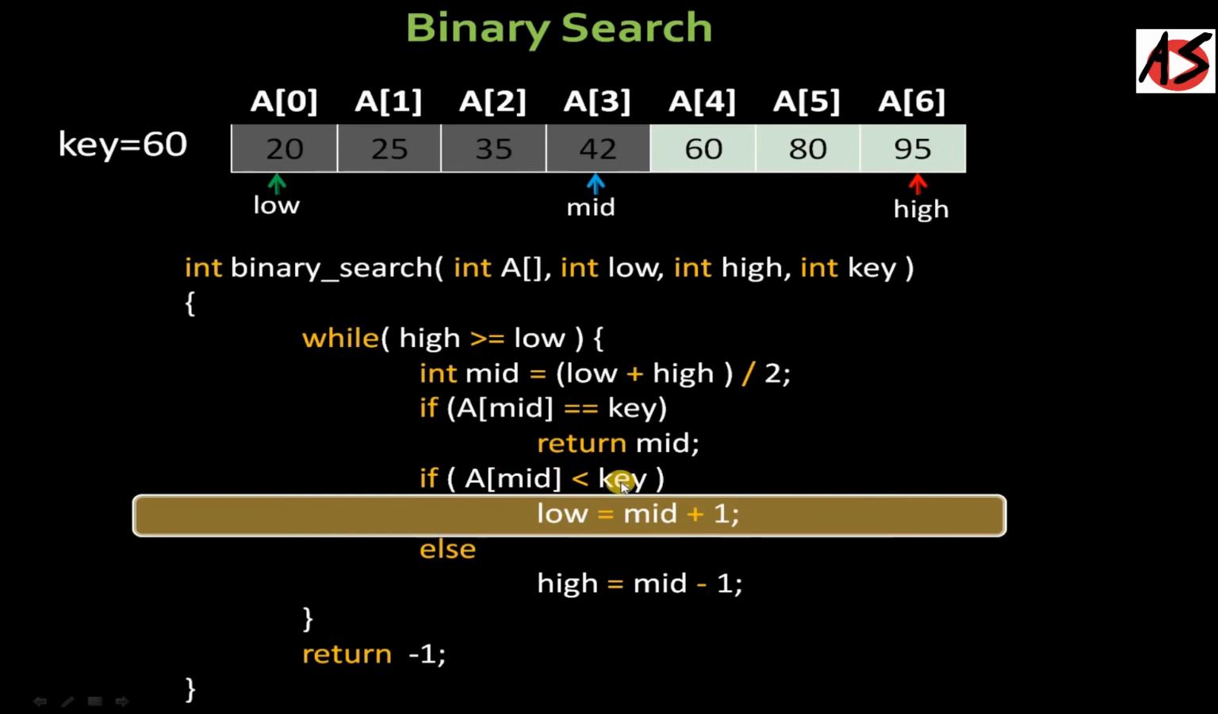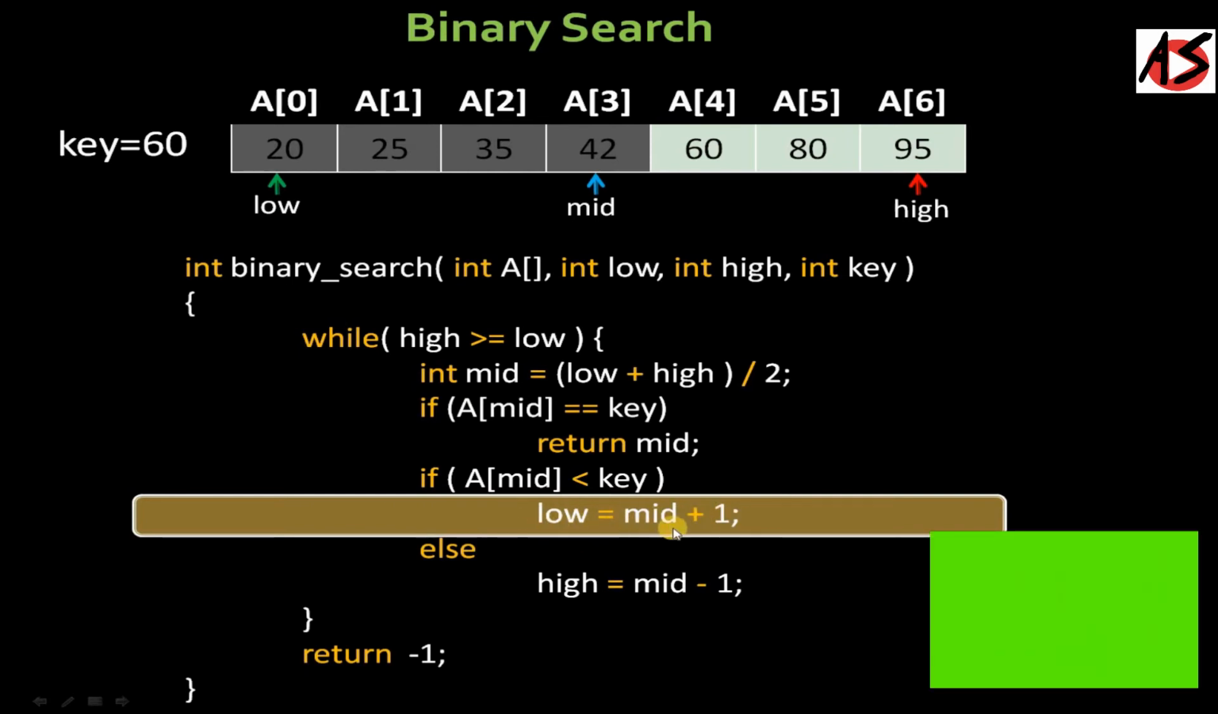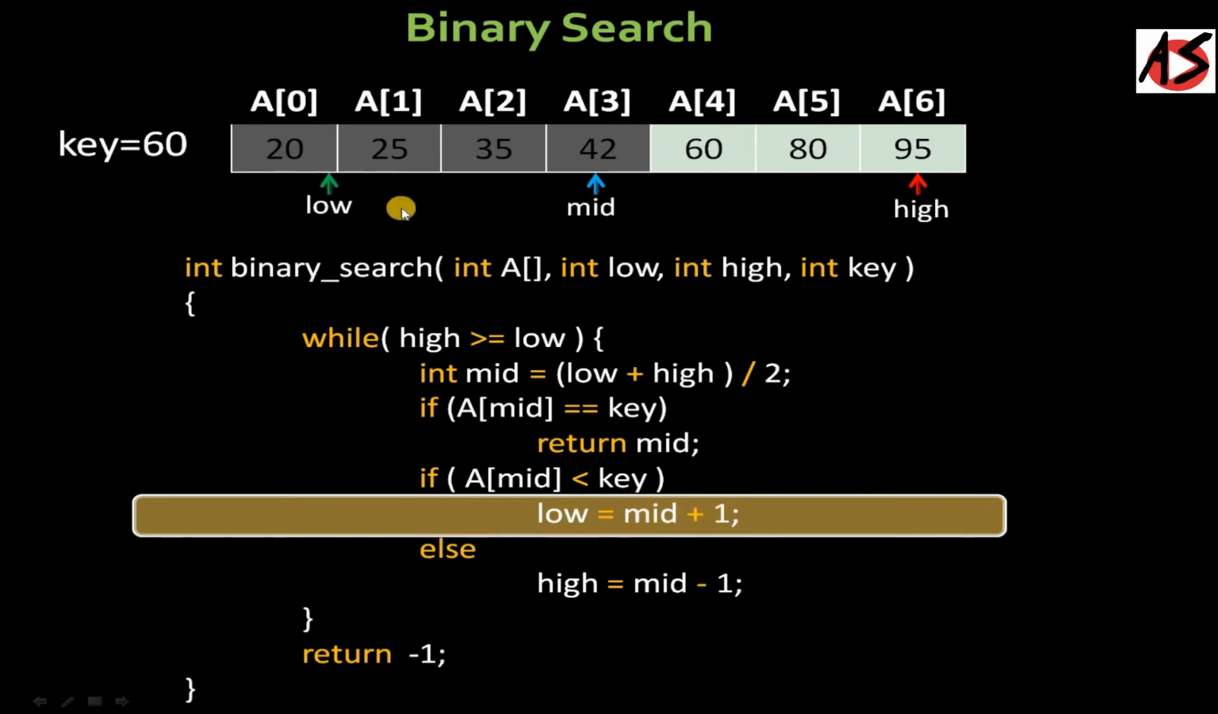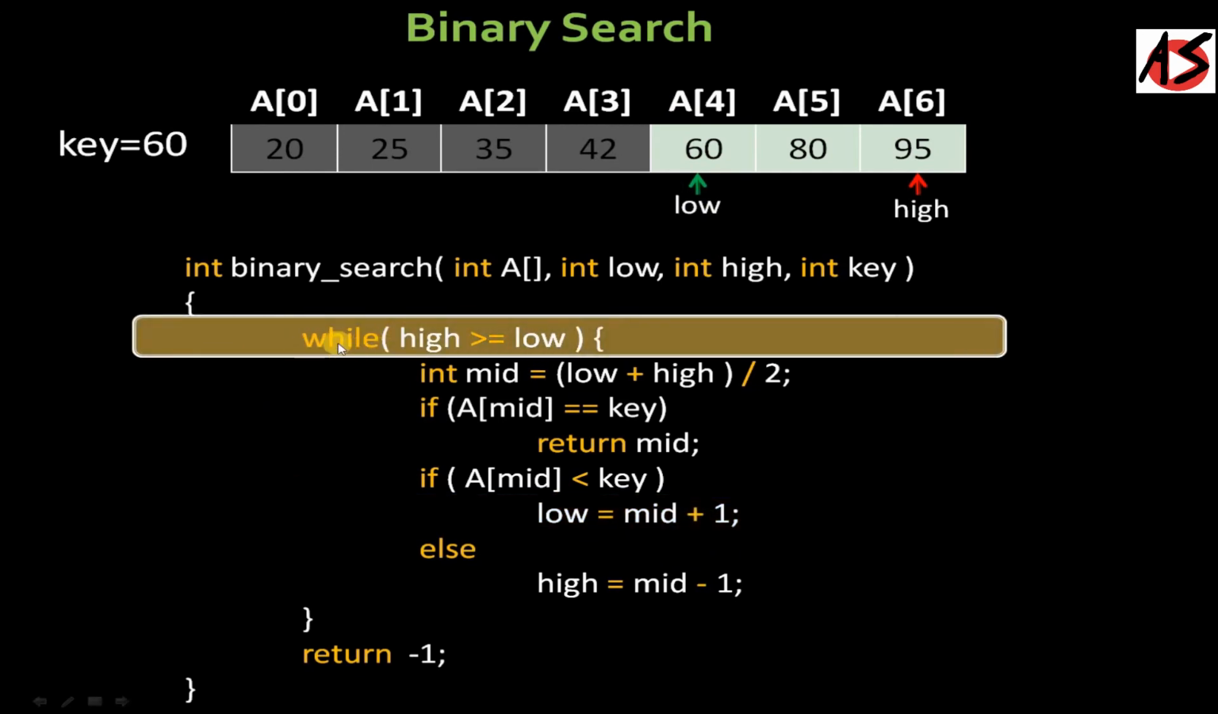Here your condition, that is key is greater than mid, is true. So you go inside the condition and set low equal to mid plus 1. Since mid is at 3, your low is now at 4. You can see here now your low variable is indicating the fourth index. Now you again go for the while condition. Here you check high is greater than or equal to low. High is 6, low is 4. 6 is greater than 4.